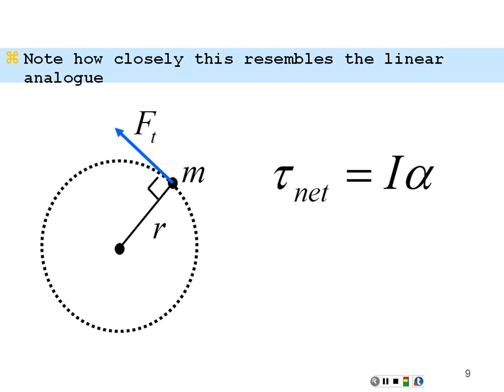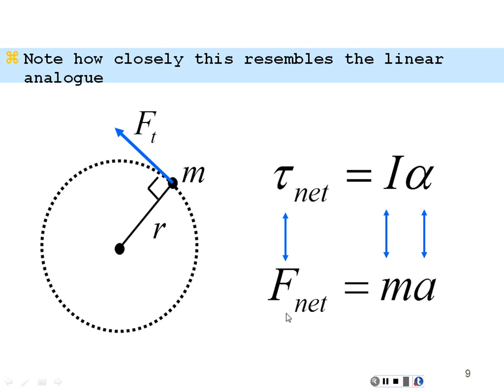And note how closely this result resembles the net force for a mass moving with linear acceleration. F net is equal to ma according to Newton's second law, but Newton's second law for torques for rotational motion is the moment of inertia times angular acceleration. So if we make the substitution of moment of inertia for mass and angular acceleration for linear acceleration, we make the correlation of net torque for net force. So this is Newton's second law for torques.